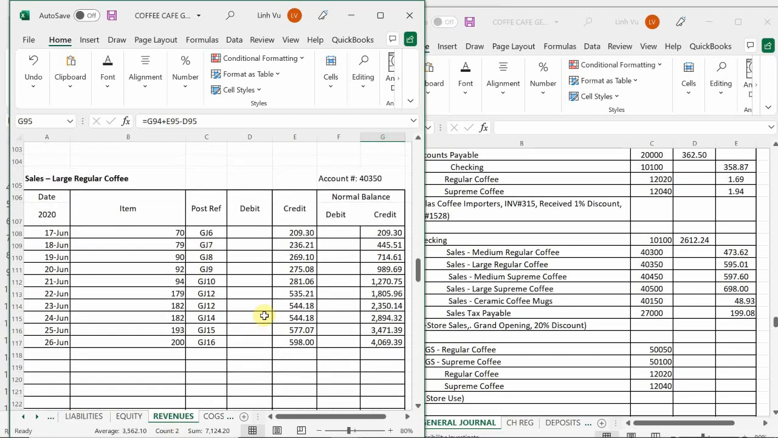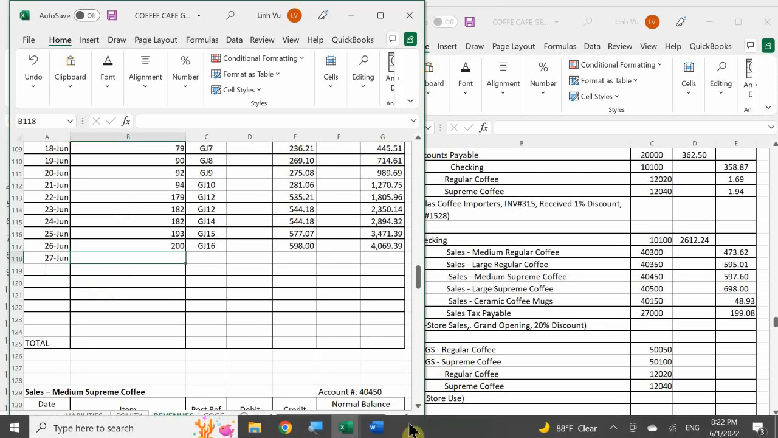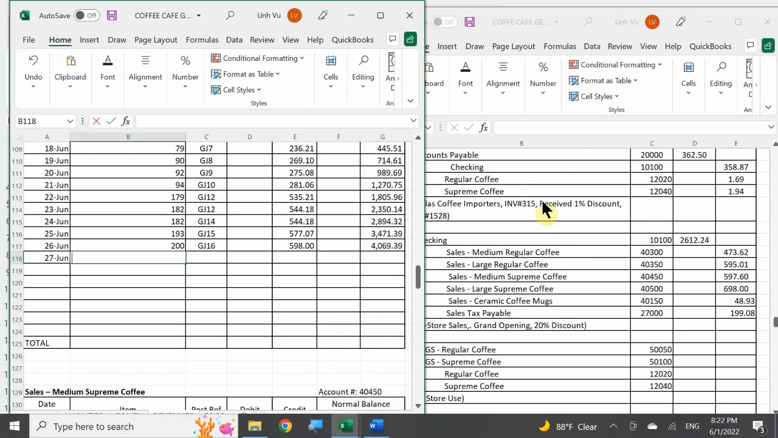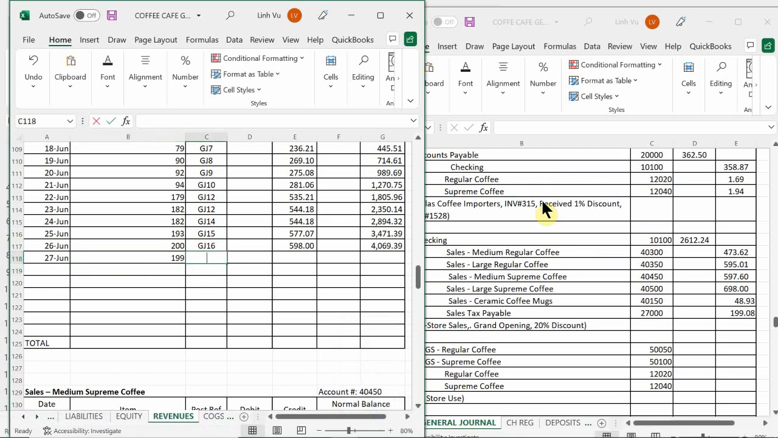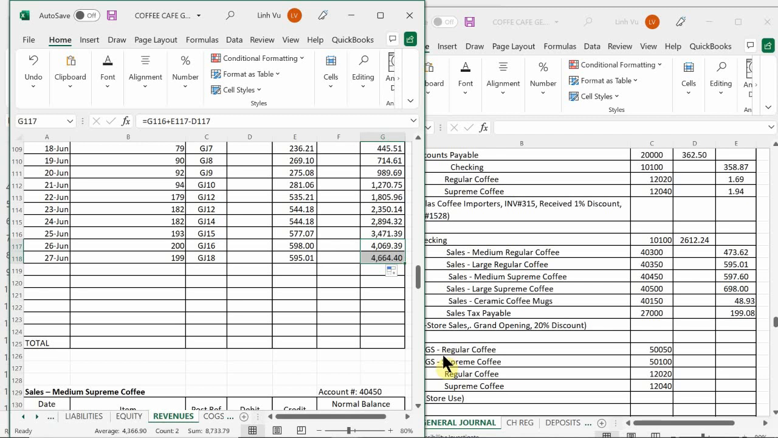Then for my large regular coffee, I end up selling 199 cups, for a grand total of $595.01, which will increase my account by a total of $4,664.40. Okay.